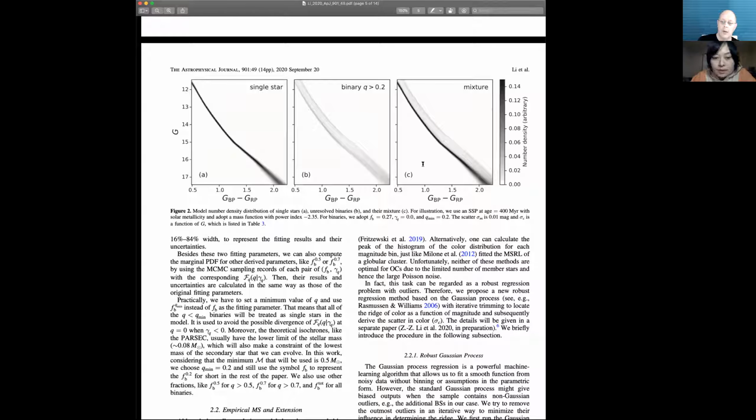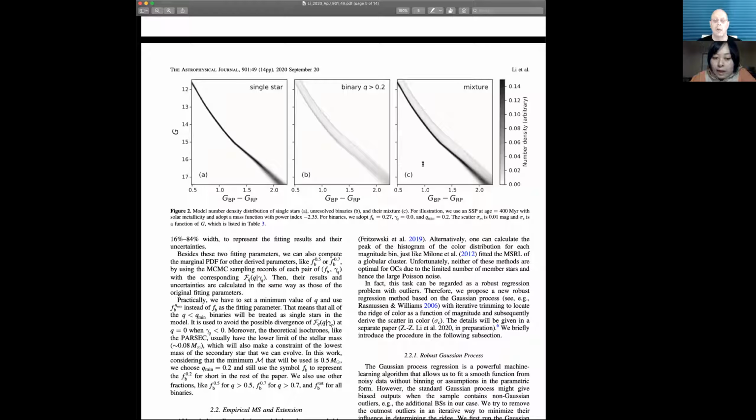First we built the distribution of single stars. In panel A, we fixed the isochrone and mass function to get a single stellar population, the distribution of the single stars. And we add the binary population in panel B, which is characterized by the binary fraction and the mass ratio distribution. We use a single power law to describe the mass ratio distribution.